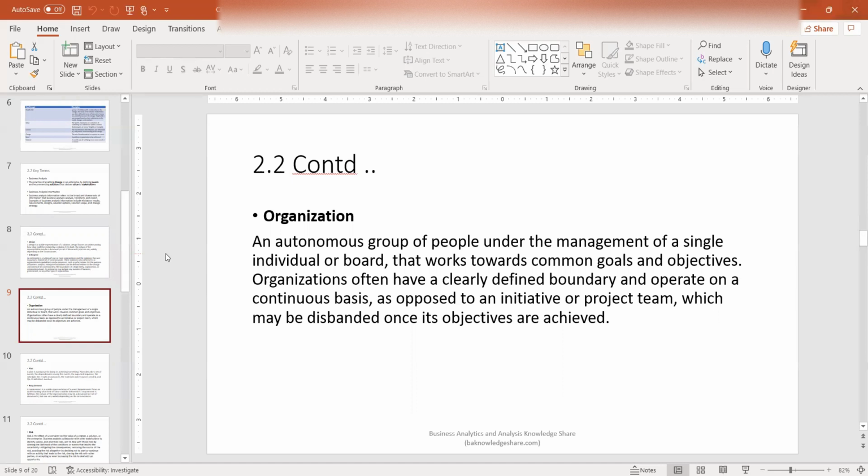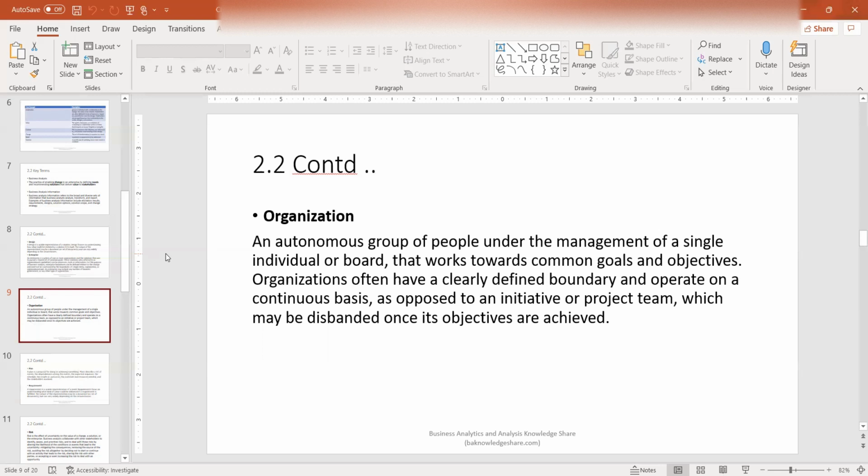So an organization is an autonomous group of people under the management of a single individual or board. It could be a company, in this case a pharmaceutical company. It could be any sort of healthcare company, hospital, that works towards common goals and objectives. Organizations often have a clearly defined boundary. Now, in the enterprise, there isn't a limit to the boundary as long as you're working towards a common goal.